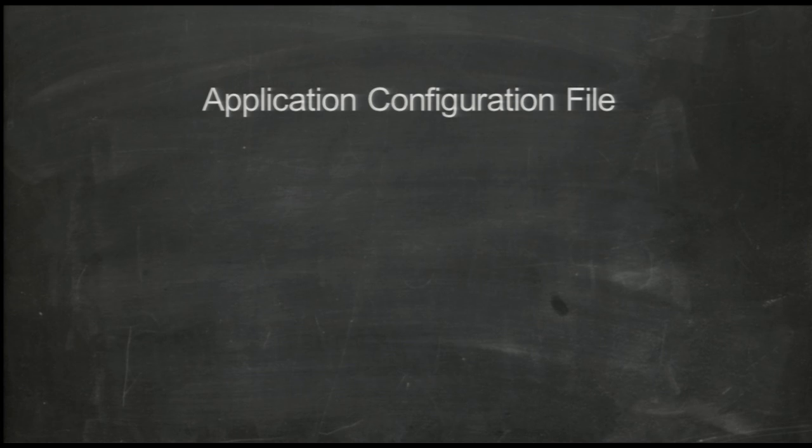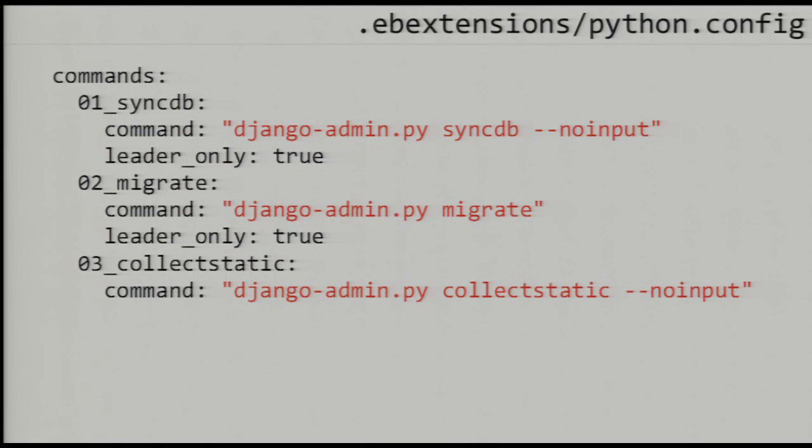But another option we have is to create a configuration file and tell Elastic Beanstalk a little bit more about our application so it knows how to deploy it correctly. And that's what this application configuration file is. So for example, I create .ebextensions directory, and here I have a python.config file.